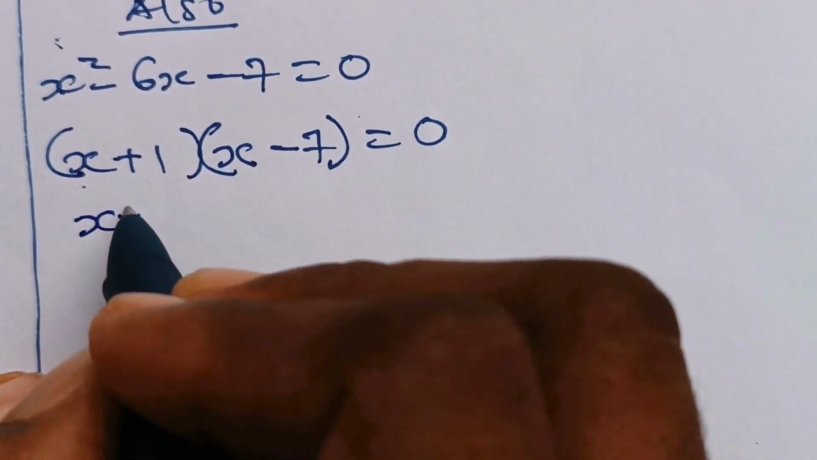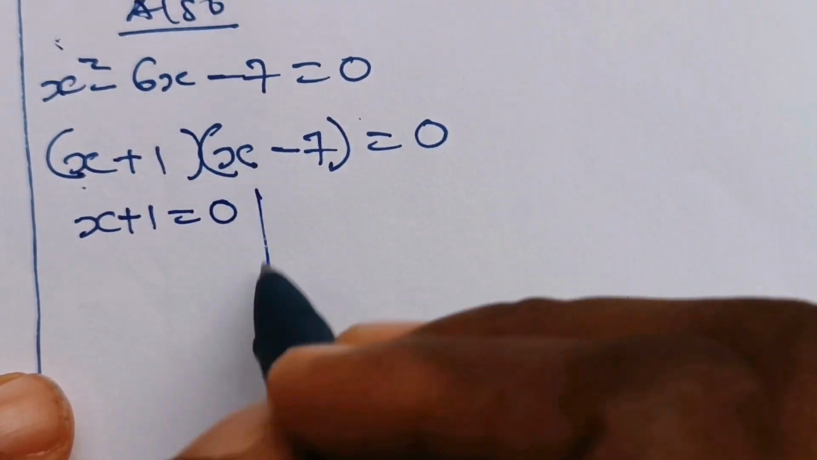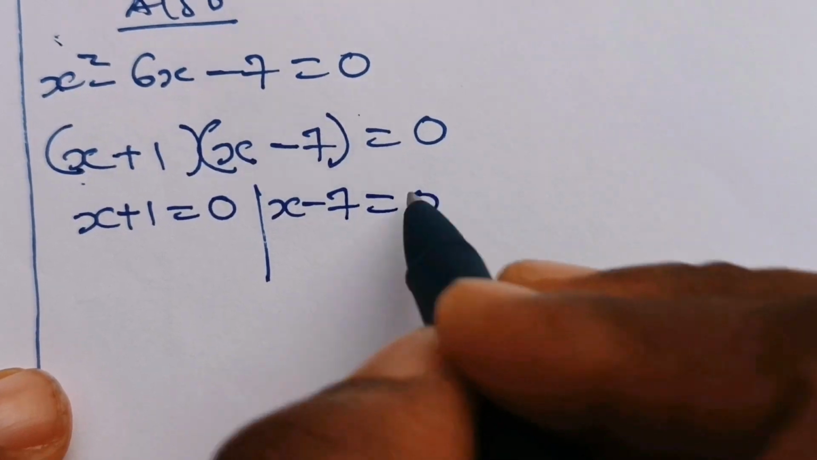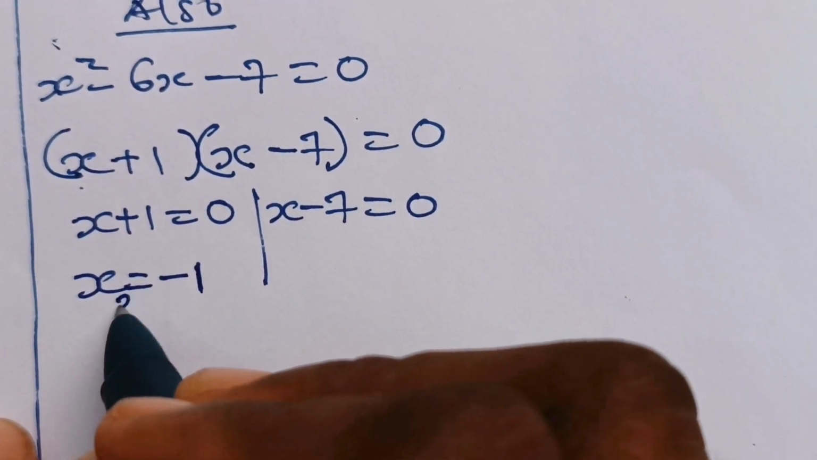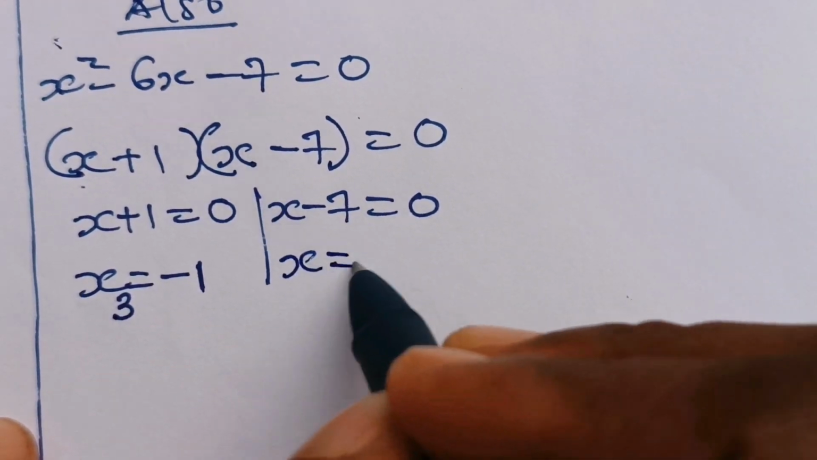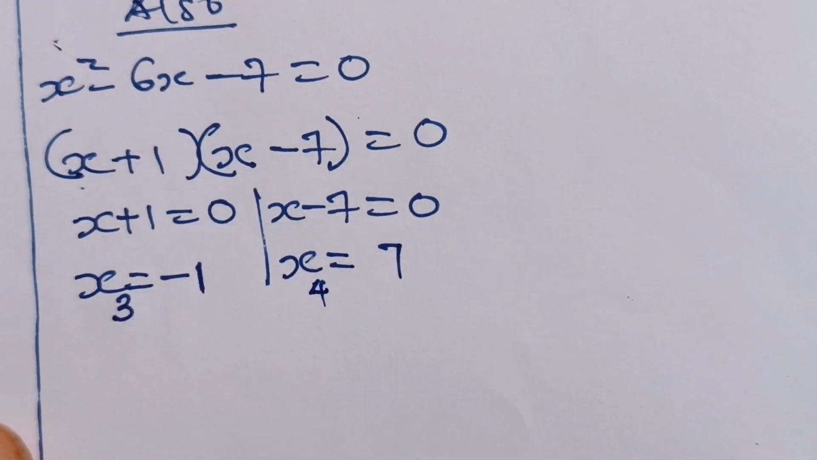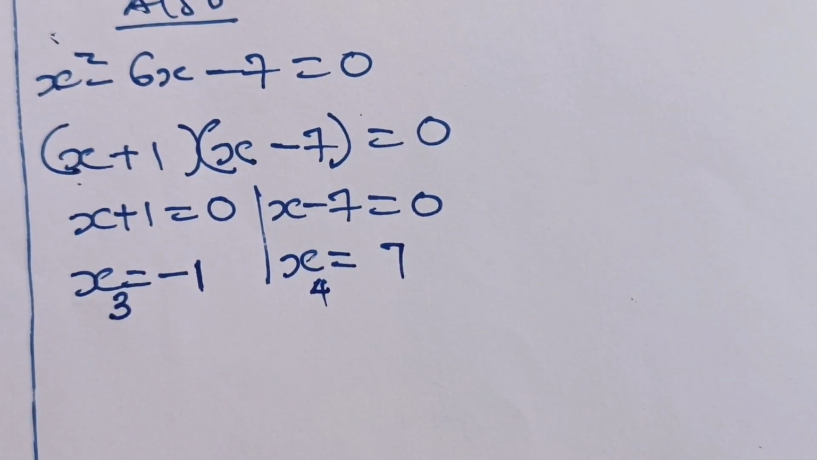So from here, we can see that x plus 1 is equal to 0, and x minus 7 is also equal to 0. So we have x is minus 1, and this should be the third value of x, and x is equal to 7, and this is the fourth value of x. So these are the values of our x.